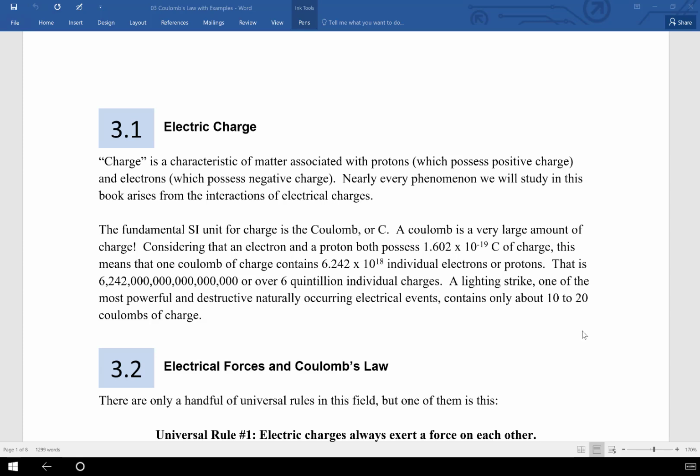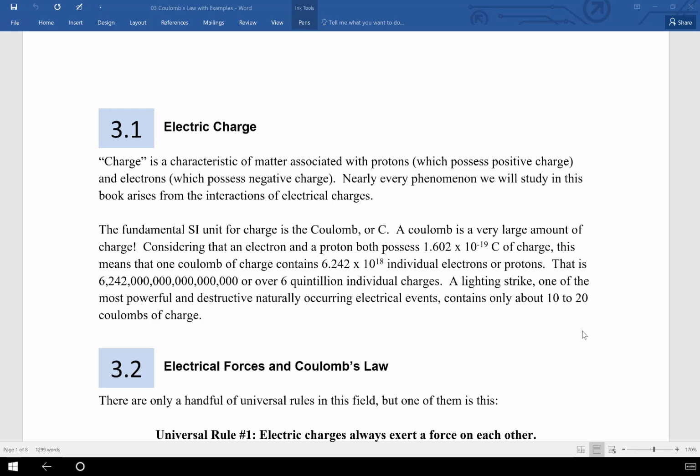Nearly every phenomenon we're going to study in this class arises from interactions of electrical charges. First, we'll talk about what happens if the charges are sitting still, in other words, electrostatics. Then what happens if they're moving at a constant velocity, which we'll call magnetostatics. And then we'll look at what happens if they're doing even more complicated things like accelerating and decelerating.